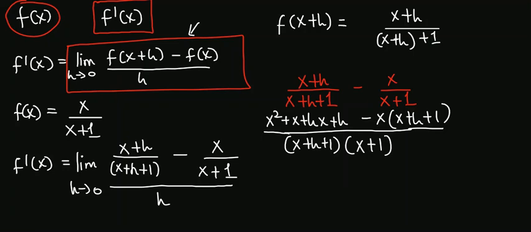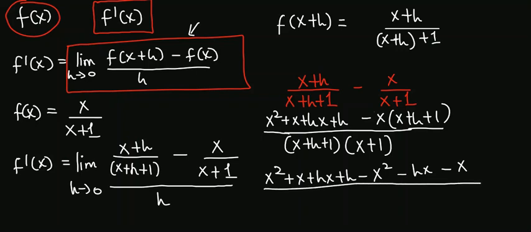Okay, so I will have to distribute this minus x to the terms in the bracket here. We are going to distribute the minus x to the terms in the bracket. So we are going to have x squared plus x plus hx plus h minus x squared minus hx minus x. Okay, this is what you are going to have, all this divided by x plus h plus 1 multiplying x plus 1.